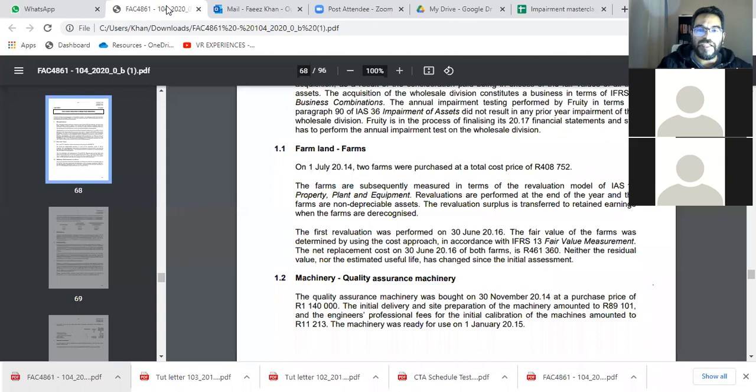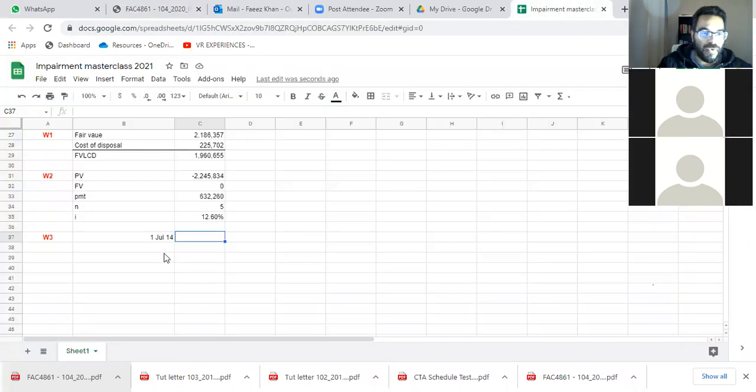Land was 408,752. Just make sure I'm using the right numbers, because I could say 572, but it's actually 752. Just check that. Sometimes I'll use the wrong one. Then the amount at 30th June 2016 was 461,260. Okay, so therefore the revaluation gain must have been the difference.